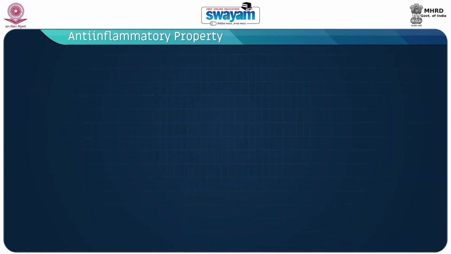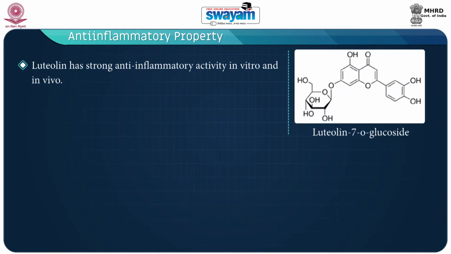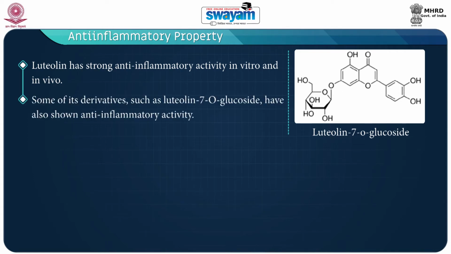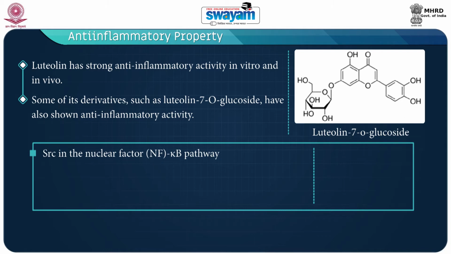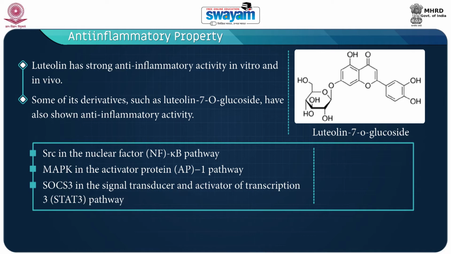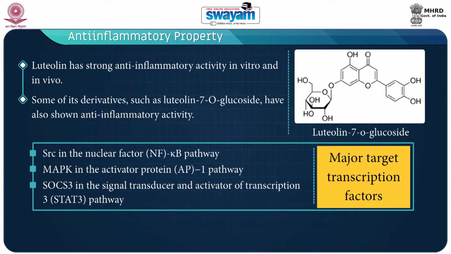We shall see the anti-inflammatory property. Luteolin has strong anti-inflammatory activity in vitro and in vivo. Some of its derivatives such as luteolin-7-O-glucoside have also shown anti-inflammatory activity. The action mechanism of luteolin varies, but SRC in the nuclear factor kappa B pathway, MAPK in the activator protein 1 pathway and SOCS3 in the signal transducer and activator of transcription 3 pathway are its major target transcription factors.